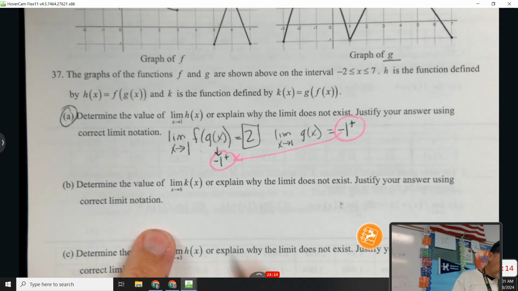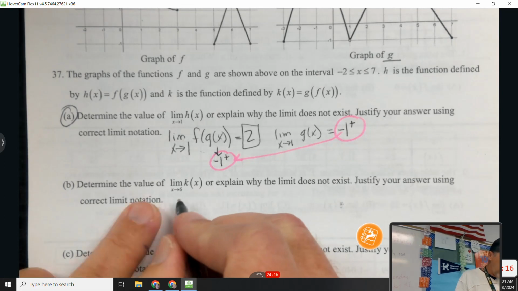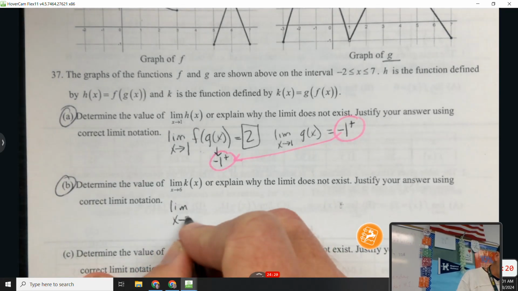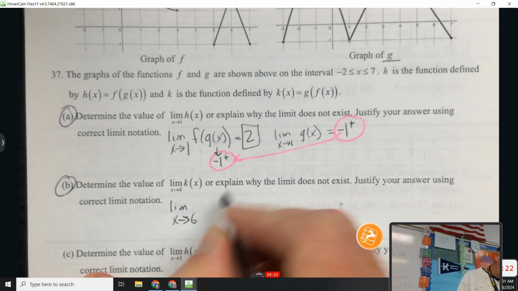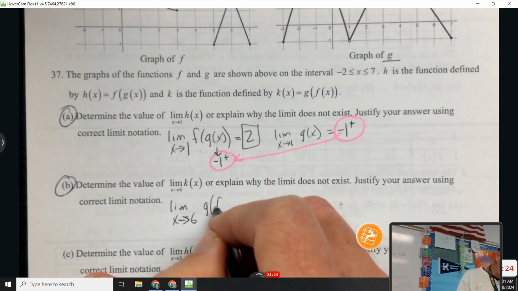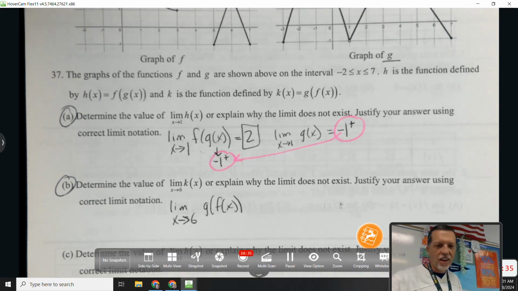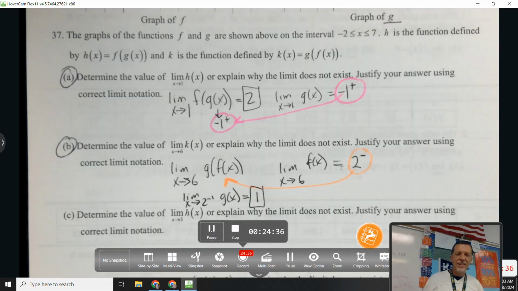Why don't you try B, and then we'll be done with this worksheet. The limit as x approaches 6 of k of x, which is g of f of x. So we switch the order, so be careful. Try B. Look at f first, and then look at g. They're kind of goofy. Be careful with those. Okay, so you've got the worksheets.